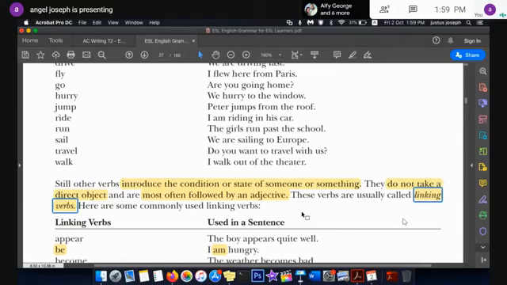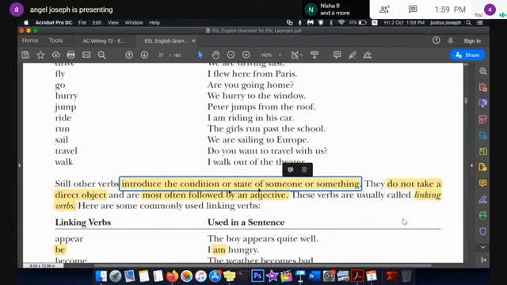Now, what do these linking verbs do? They tell you the condition or state of someone or something. We will look into it. If you've not understood, we will understand this by examples.